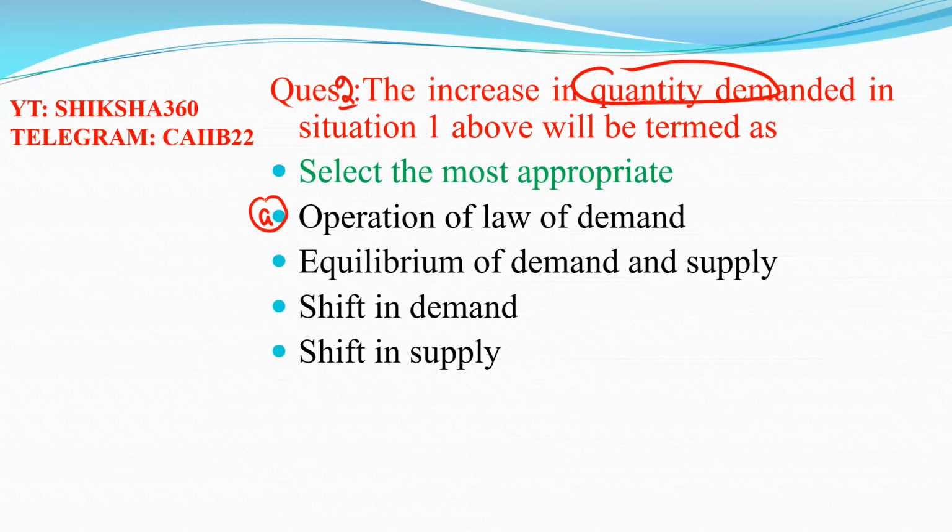First one is operation of law of demand, second is equilibrium of demand and supply, third is shift in demand, and fourth is shift in supply. So the question says the increase in quantity demanded in situation 1 will be termed as what? Please tell me why there is an increase in quantity demanded.